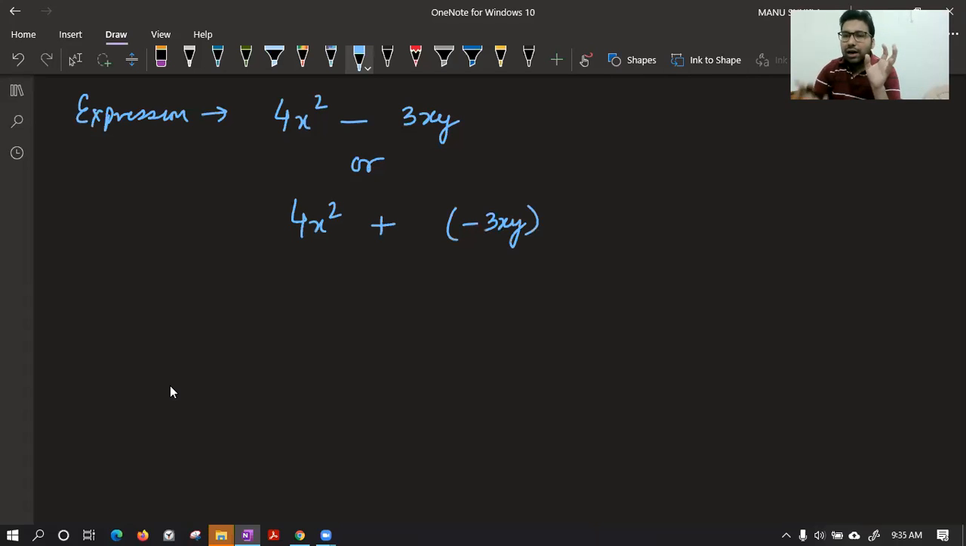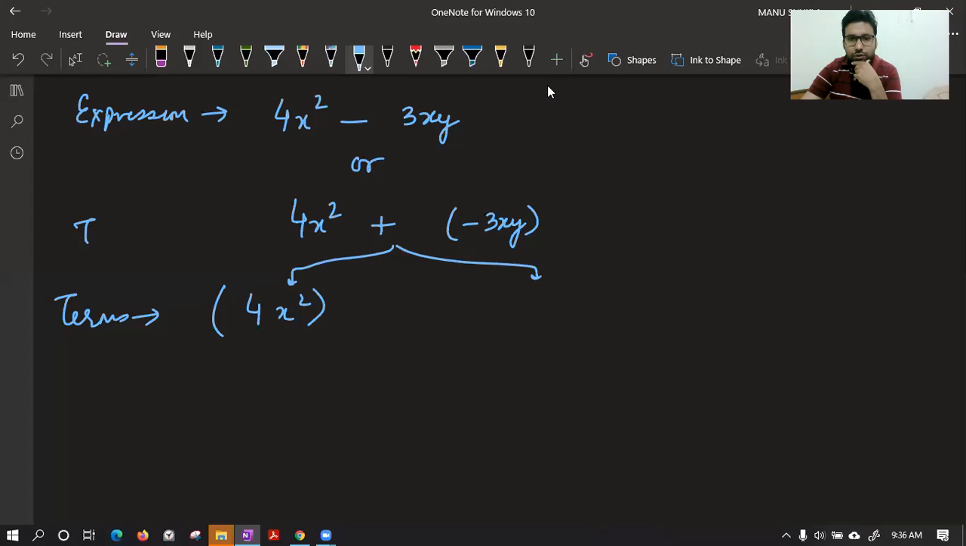Now tell me class, how many terms are there in this expression? How many terms are there in this expression? Terms are 2. Okay. Now these are the terms. One term we have is 4x square and the second term is minus 3xy. There are two terms.